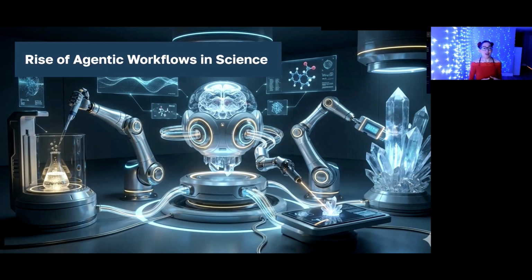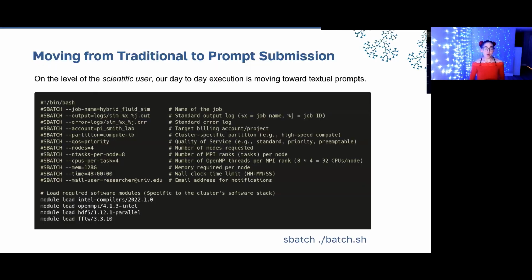Let's talk about now the rise of agentic workflows in science. We are moving from what we might consider traditional HPC or job submission toward agentic. So what does that mean in practice? What you're looking at here is a Slurm batch script. This is the way we've always run jobs, bread and butter HPC. We describe exactly what we want from a resource standpoint, exactly the modules to load, the commands to run, and submit it to the workload manager.